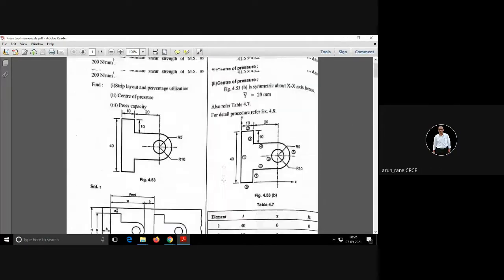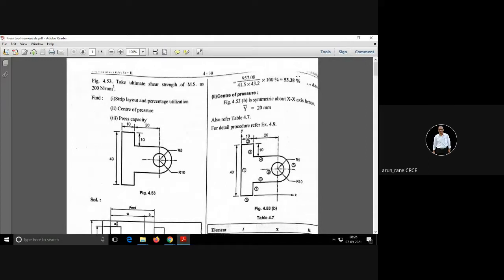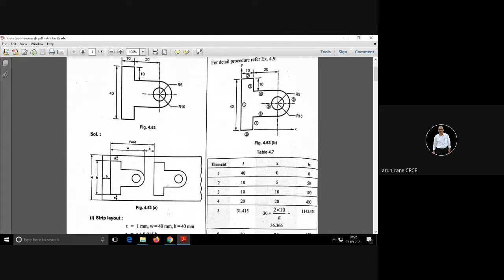Into 100%. Okay. So how much is this coming now? 53.38%. Okay. Now somebody was telling, I think Ashish, no? So you can find out the number of components. Actually that is the correct way. And then only you will get the strip utilization.